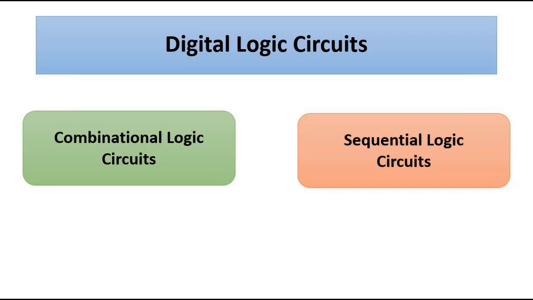So the digital logic circuits are divided into two parts. One part is combinational logic circuit, the second part is sequential logic circuits. In combinational logic circuits, there is no memory element present. It means the output at any time instant is dependent only on the present state of the input. Whereas in sequential logic circuit, output is dependent on both the present as well as the past state of inputs.